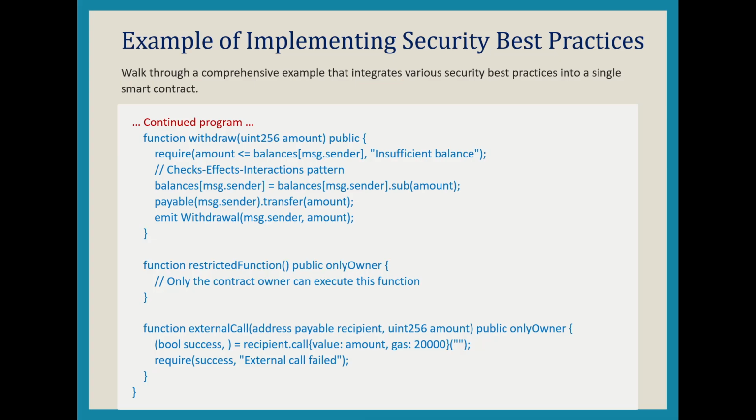Next, we simply have a restricted function, which implements access control and ensures only the contract owner can execute this function, right? And finally, we have the external call function. This allows the contract owner to make external calls to other contracts and transfer Ether. It uses the low-level call function with a limited gas amount to prevent potential re-entrancy attacks. It also checks if the external call was successful and reverts the transaction if it fails. Keep that in mind. We already discussed this: limiting the gas amount is to prevent potential re-entrancy attacks.